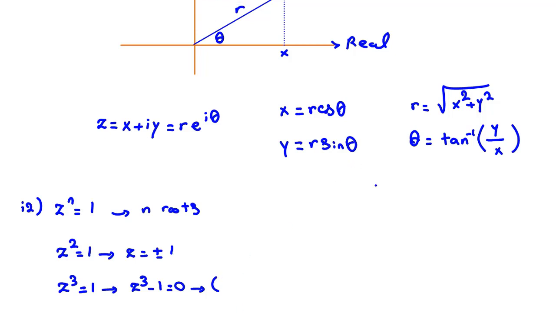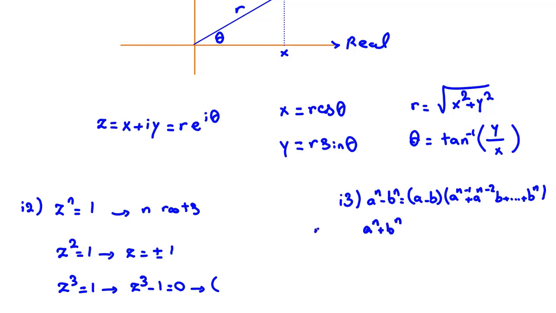Okay, here we can factorize. Let me write idea 3. In general, a to the n minus b to the n equals a minus b times a to the n minus 1 plus a to the n minus 2 times b, up to b to the n minus 1. You should decrease the power of a and increase the power of b. Also for a to the n plus b to the n, when n is odd, we have a factorization. Try to find it as homework 1.